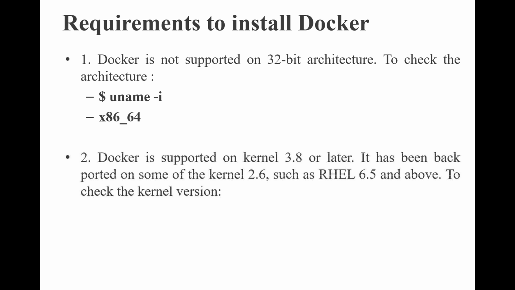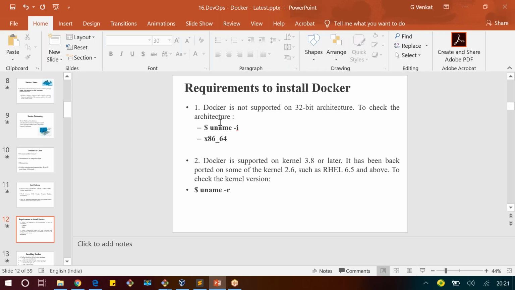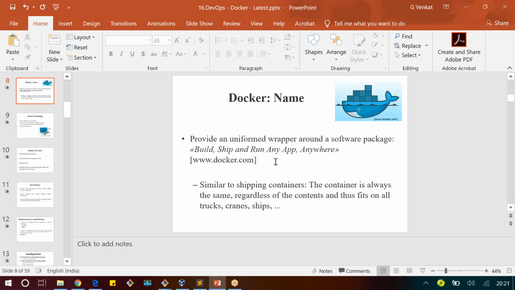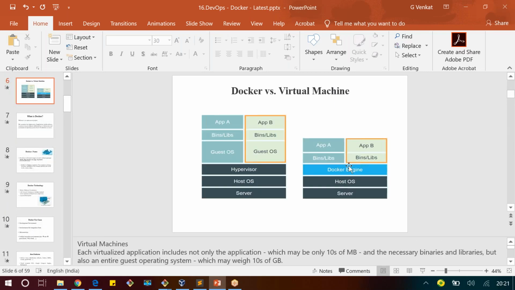And then what is the kernel version that is required to install Docker? Docker has to be installed on one of the host OS. As in the diagrams yesterday, if you try to understand it, the Docker engine has to be installed on one of the host OS. Now this host OS we are trying to understand as CentOS. On this CentOS system, we are going to install the Docker engine.